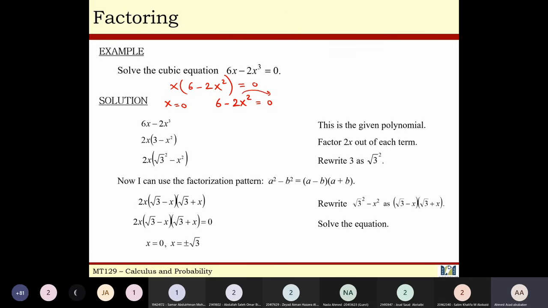Move 2x squared to the other side. This is the first solution. The second solution: 2x squared equals 6. Divide by 2, so we have x squared equals 3. Now take the square root of both sides. If we take the square root of x squared, we must put positive and negative on the right hand side.